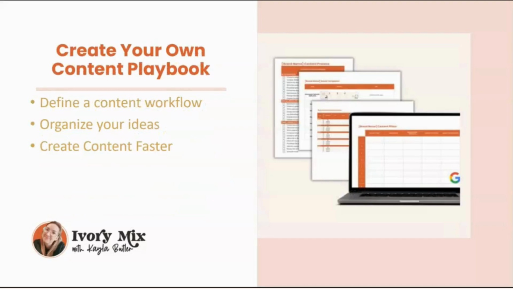Now that you have your content goals turned into actual content ideas and pillars for your content, you can start creating your own content planner and content playbook where you can organize your content plan and start creating content a lot faster. And the way that you can do that is with a simple spreadsheet where you list out what your content pillars are, which we just covered, and come up with content ideas underneath each one of those.